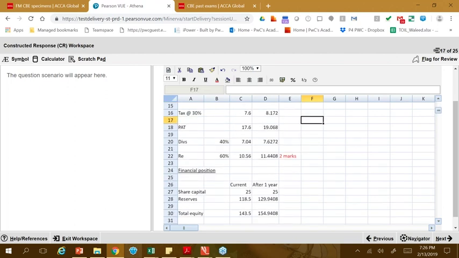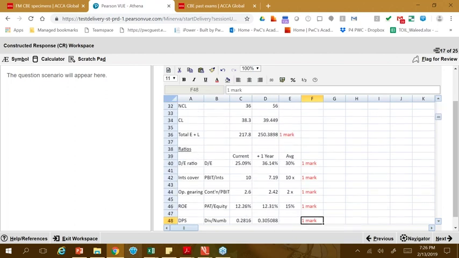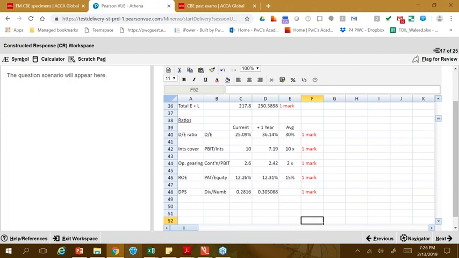So any quick questions here on these 8 marks? There are a few marks for comments as well. So I'm happy to take the questions first on the calculations before going into the comments.